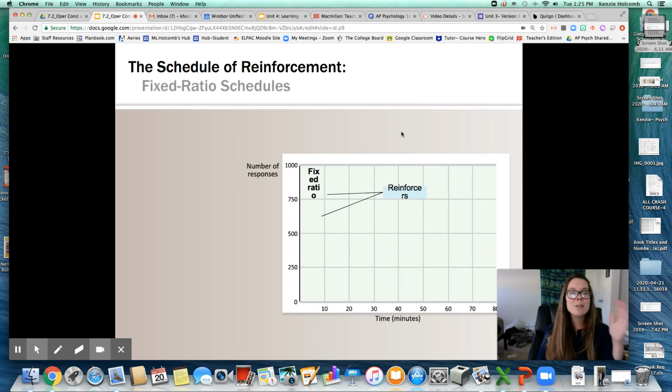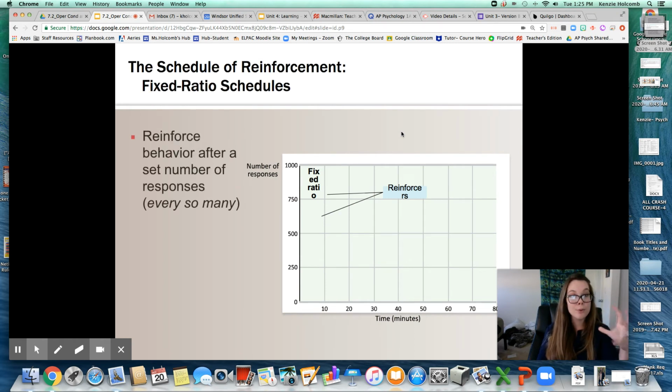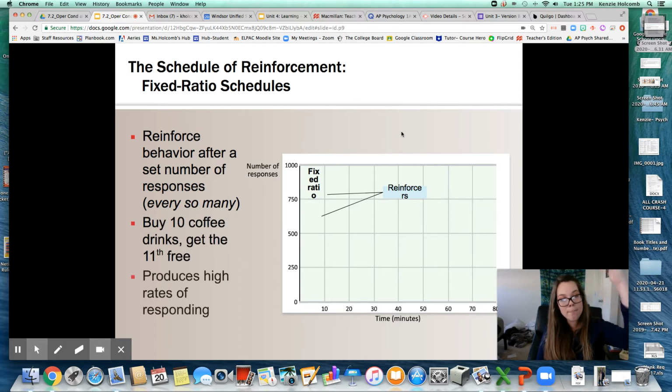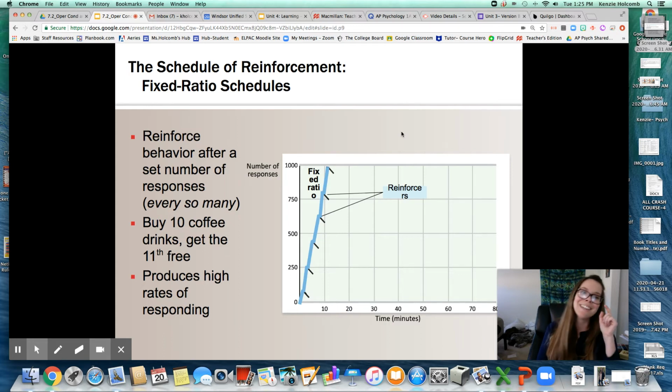So now we're going to talk about the different types of schedules for reinforcement, okay? So in your notes, this is under partial, intermittent schedules, right? So the first one is this. This is the one everyone falls victim to, and I call this the Starbucks schedule. This is what happens to me, okay?